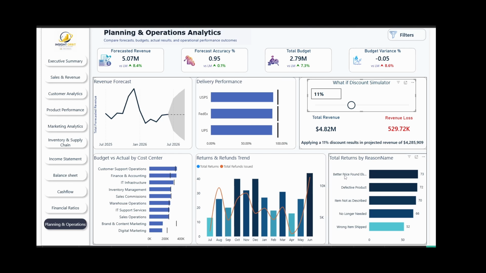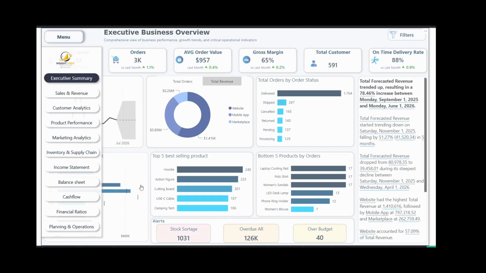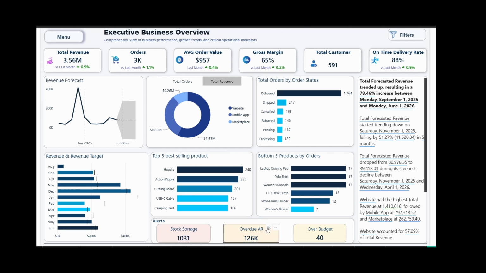So this is the complete overview of my enterprise e-commerce business intelligence dashboard. Throughout this project, I demonstrate how raw business data can be transformed into meaningful insight using SQL, Power BI, DAX, and advanced analytics techniques.